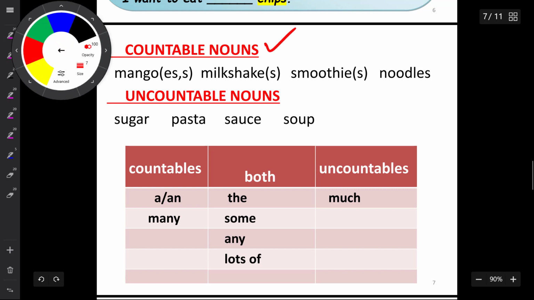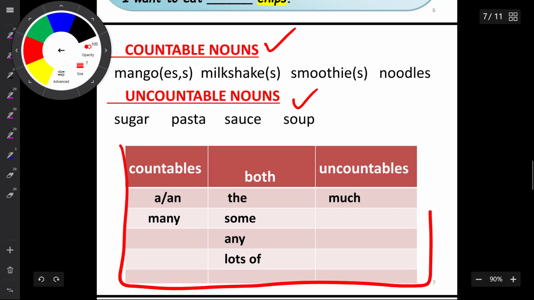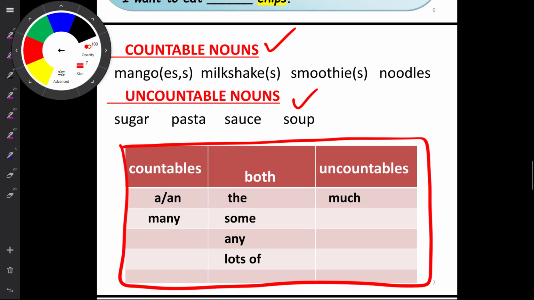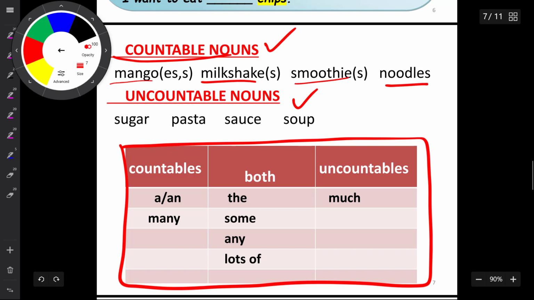Okay, countable nouns and uncountable nouns. Let's look at the table. It is simple to understand in this table, I think. On this table, we have got countable nouns like mango, milkshake, smoothie, and noodles. Okay, they are countable nouns. And sugar, pasta, sauce, and soup.